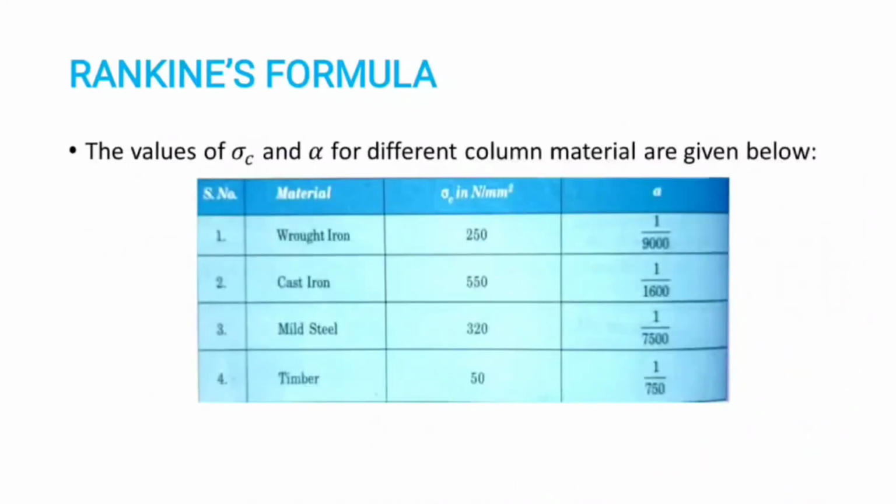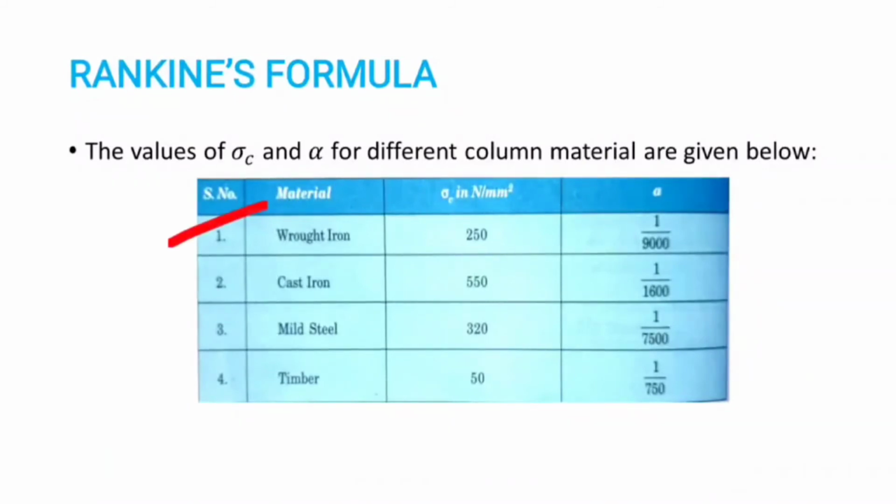Next we move to the sigma C and alpha values for different column materials. Why? Because Euler's formula is not valid for mild steel if the slenderness ratio is less than 80. That's why he came up with his formula, and he gave some values of sigma C, that is crushing stress, and Rankine's coefficients based on his formula. For the materials we can tabulate.